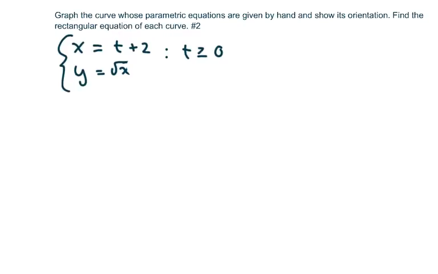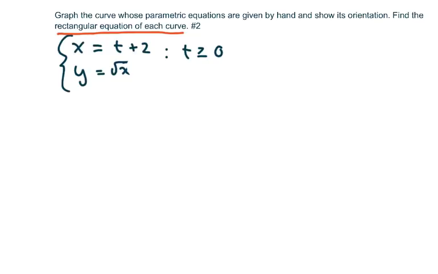Hi everyone, we're going to graph the curve whose parametric equations are given, and we're going to graph them by hand and show its orientation and find the rectangular equation for each curve. And we're kind of going to work backwards because of the way I have the video, but I'm going to go ahead and do this, find the rectangular equation first.